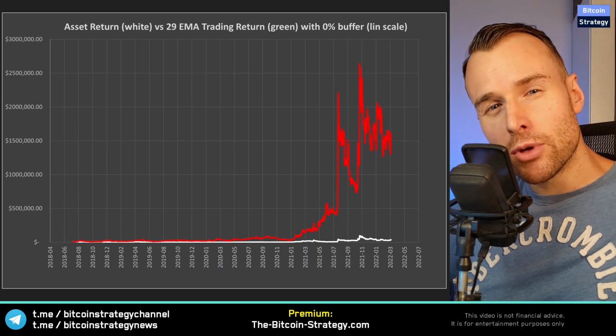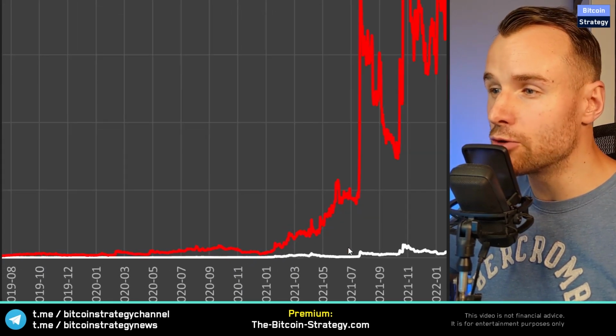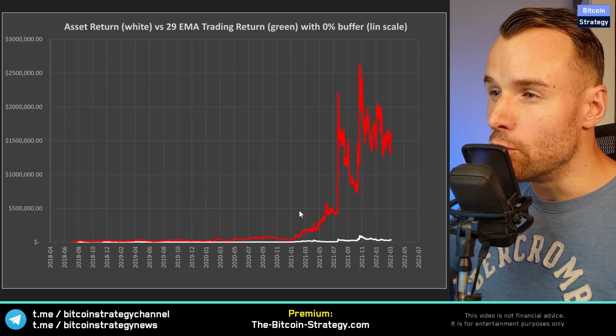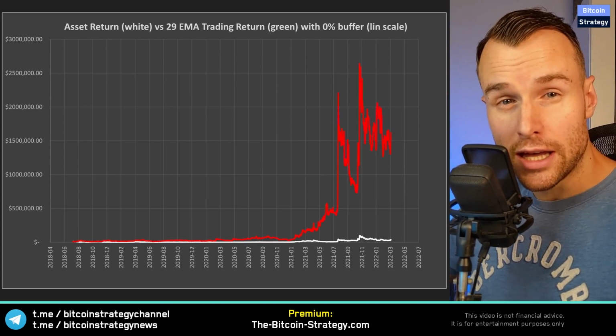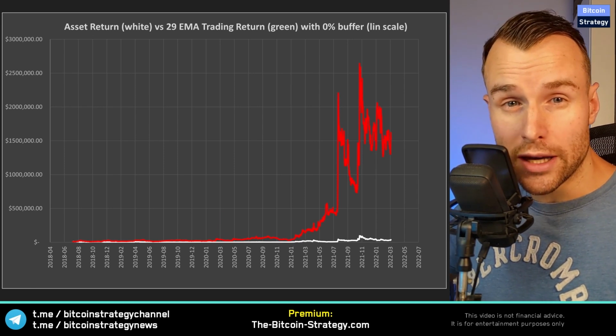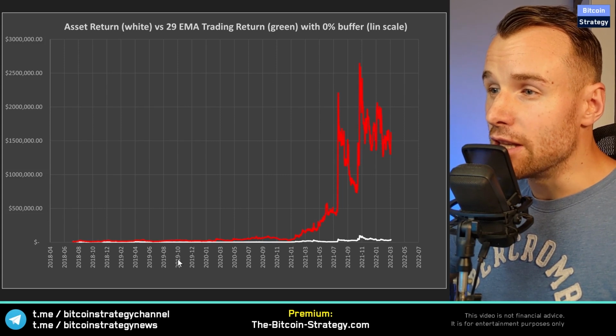Hi, in this video we're going to look at a strategy that helps us outperform buying and holding the IoTeX token. So over here in white we just see the IoTeX price, in red we see the outperformance, and that does include trading fees. So 0.1% for buying and selling on Binance is included in this simulation, in this backtest.